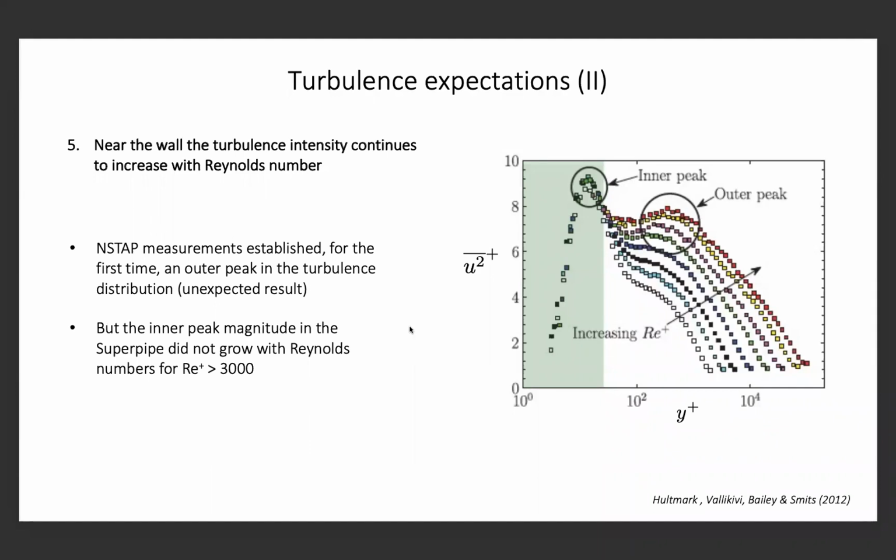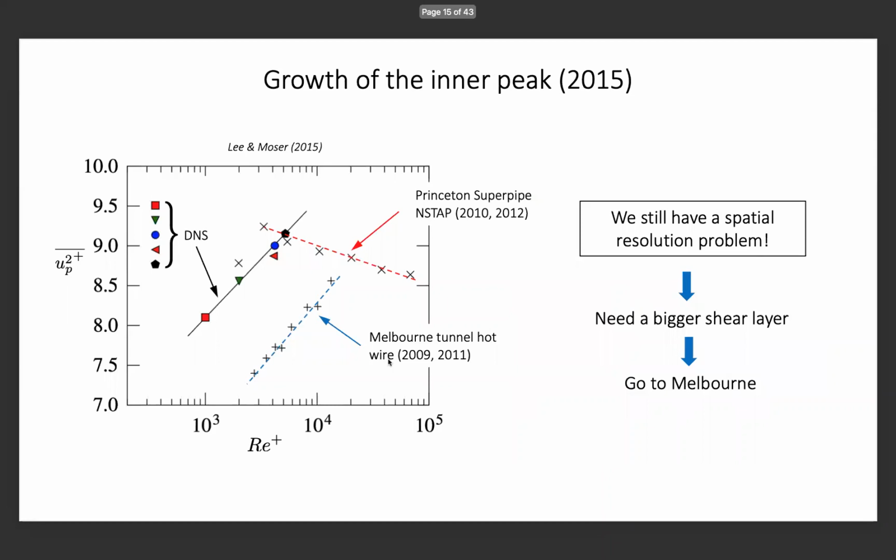Well, let's compare that to some other results, and we can show the other results. This is taken from Leon Moser. Again, this plot, I modified it a little bit, but what you can see there is that there is DNS results on the black line, continuing to go up with Reynolds number. There are these hot wire measurements in the Melbourne tunnel that go up, but there's an offset for some reason. And then here are the Superpipe results that go up and then go down monotonically.